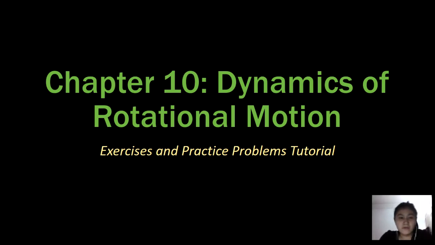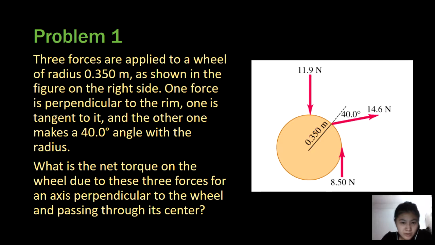For our first problem, three forces are applied to a wheel of radius 0.350 meters as shown in the figure on the right side. One force is perpendicular to the rim, one is tangent to it, and the other one makes a 40-degree angle with the radius. What is the net torque on the wheel due to these three forces for an axis perpendicular to the wheel and passing through its center?